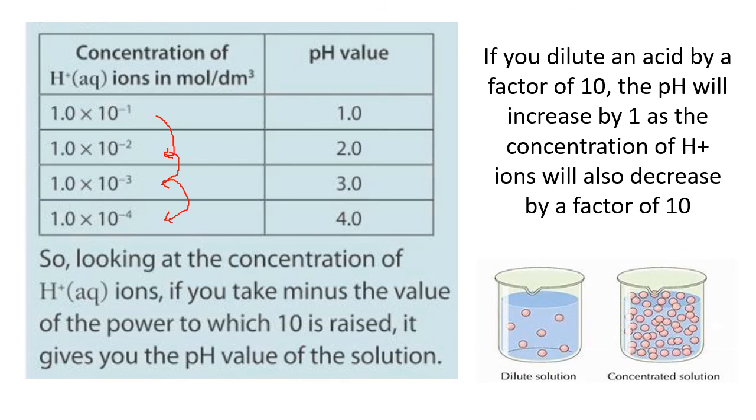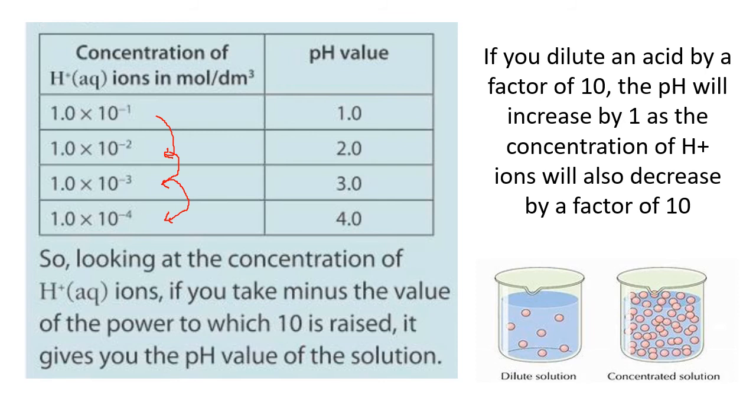So here we've got 1 times 10 to the power of minus 1. That minus power, if I follow my rule, 1 times 10 to the power of minus x, x is 1 here, so my pH is 1. Now, just be careful that each time the concentration changes by a factor of 10.